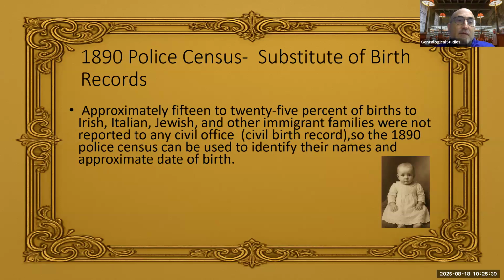And there's one other very exciting purpose for the 1890 police census. They are substitutes for birth records because 15 to 25% of births to Irish, Italian, Jewish, and other immigrant families were not reported to any civil office. In other words, no birth certificates. So the 1890 census can be used to identify the names and approximate dates of birth of children whose families, because they were immigrants, may have never registered them.